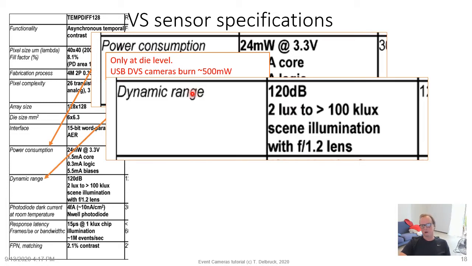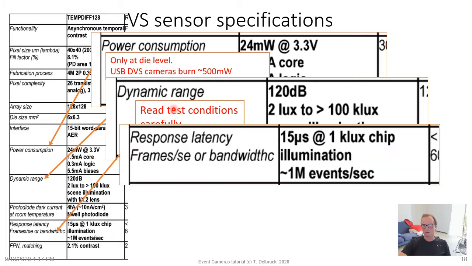Also, authors always report dynamic range, 120 dB, for example, from 2 lux to 100 kilolux scene illumination with this particular lens. But you have to read the test conditions carefully to understand what's going on. And authors of solid-state circuits papers report response latency. In other words, we reported a minimum response latency for the DVS pixels of 15 microseconds at 1 kilolux chip illumination, and a maximum output bandwidth of 1 million events per second.